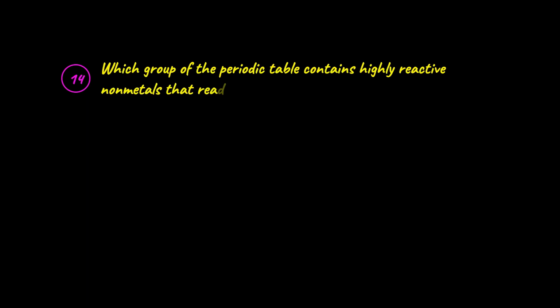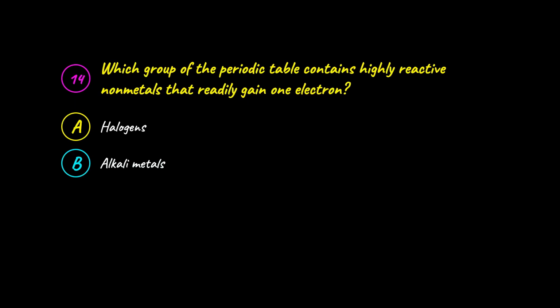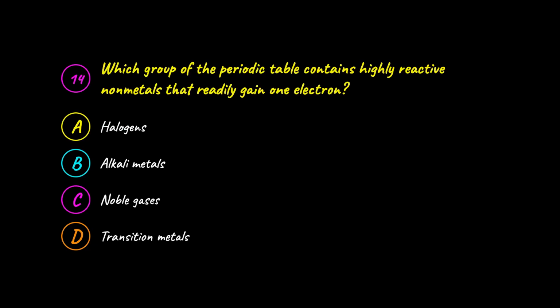Question 14. Which group of the periodic table contains highly reactive nonmetals that readily gain one electron? Your options are A. Halogens, B. Alkali metals, C. Noble gases, D. Transition metals. Which would you go with? Lock it in before the reveal.